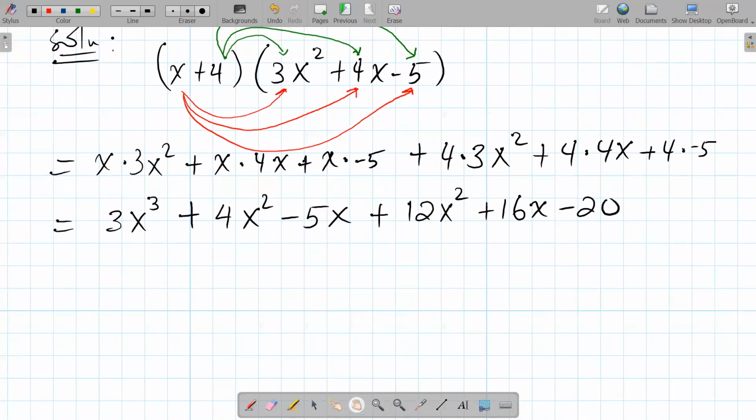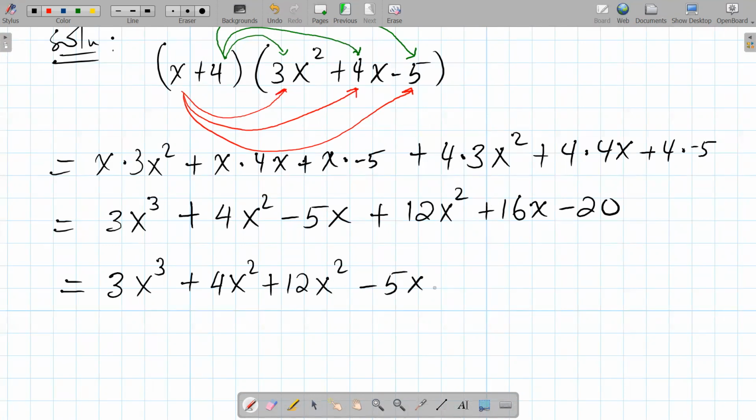From here, what I do is I'm going to collect like terms. I have 3x cubed. I don't see any x cubed here, so I keep that the same. I have x squared, and I have x squared here. So just by way of the notes, I just want to regroup them. The x term also has to be in line with the 16x, and then minus my 20.